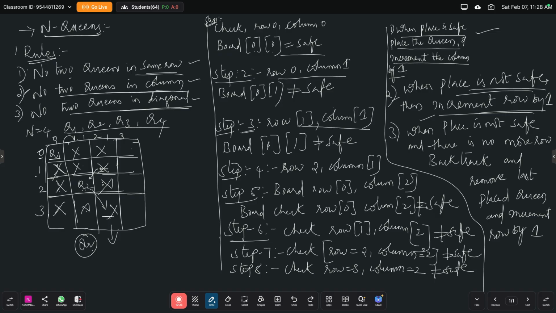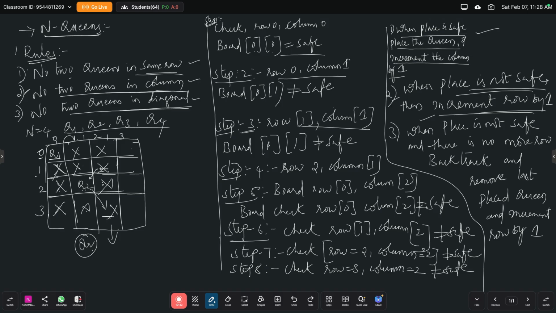Is that safe? No, that is also not safe. Why not safe? What is our third rule? No two queens in the diagonal also. If you place a queen here, it forms a diagonal with q1. That is why it is not safe.